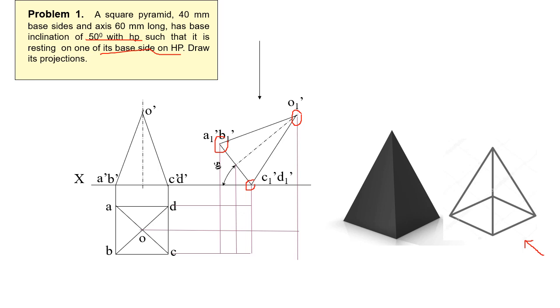Now where A1 dash and A1 meet, where B1 dash and B1 meet, where D1 dash and D1 meet, that will be A1, B1, D1, C1, T1 and O1. Okay.